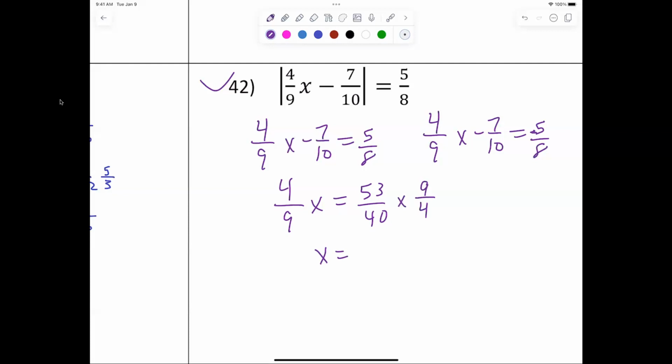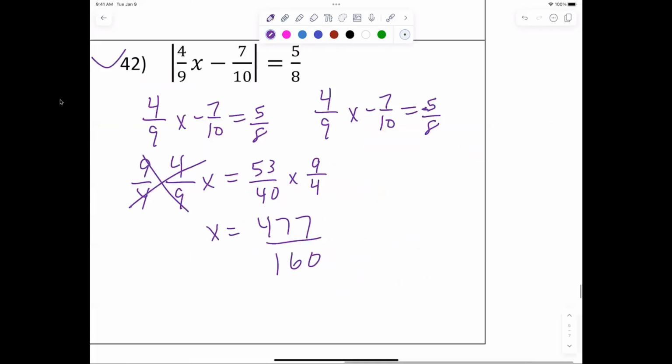Why? Multiply by the reciprocal. These cancel. So as soon as you did that, what is the answer? 477 over 160. Perfect. Now you learned how to use your calculator. All right, come on, focus in. Now I have one more.